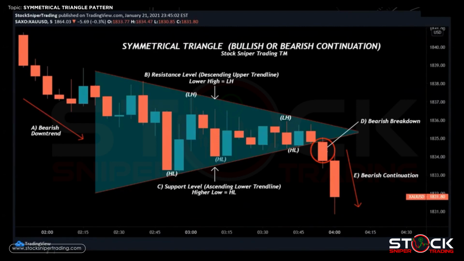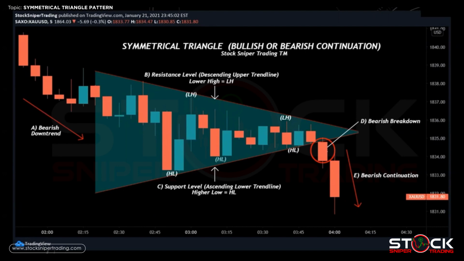B, we reach a level of resistance where we can see that we are now making lower highs, and it is a descending upper trend line. C, the price of gold comes down to the support level where we see it start making higher lows, and it is an ascending lower trend line.